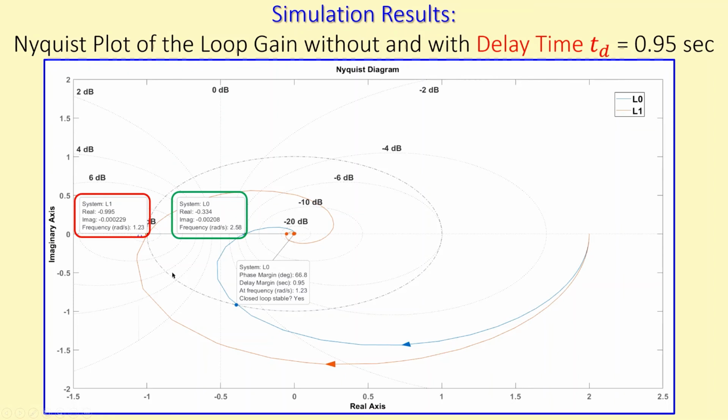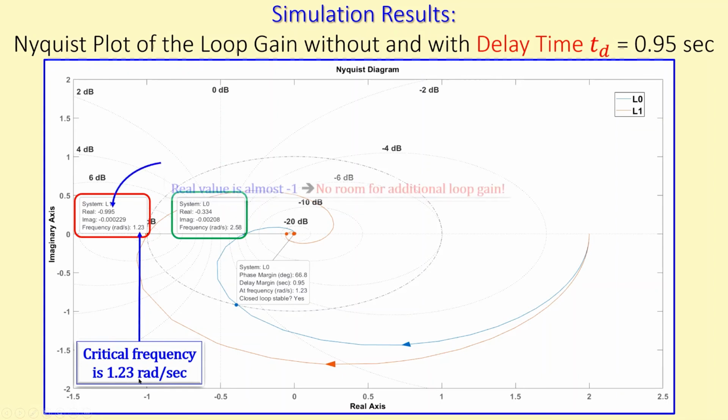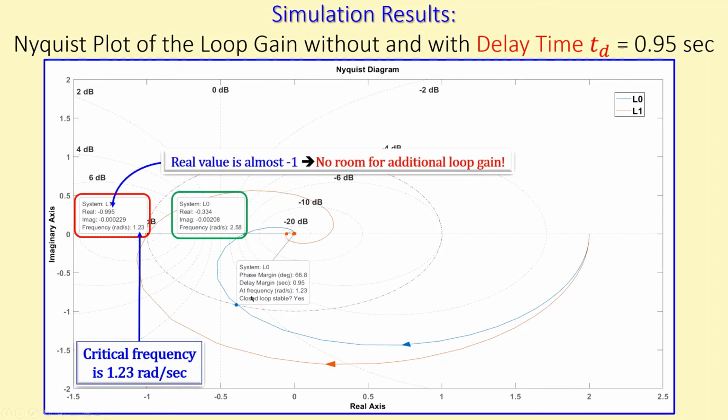So this is actually the conclusion here. Again, the critical frequency is 1.23 radians per second, and the real part is almost minus 1. That means there is no room for additional loop gain.